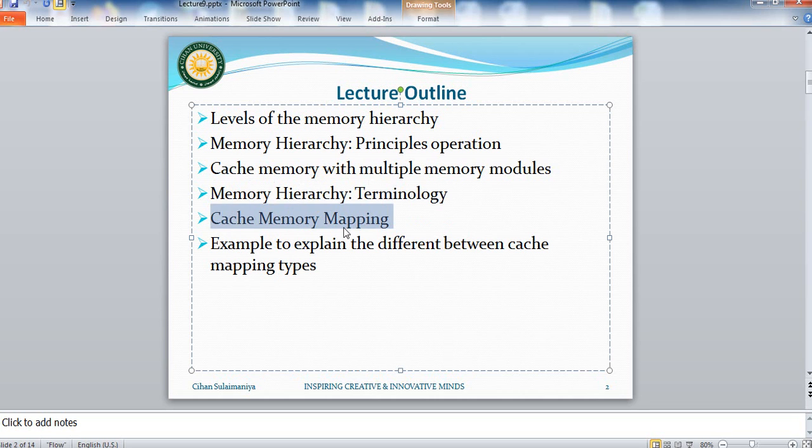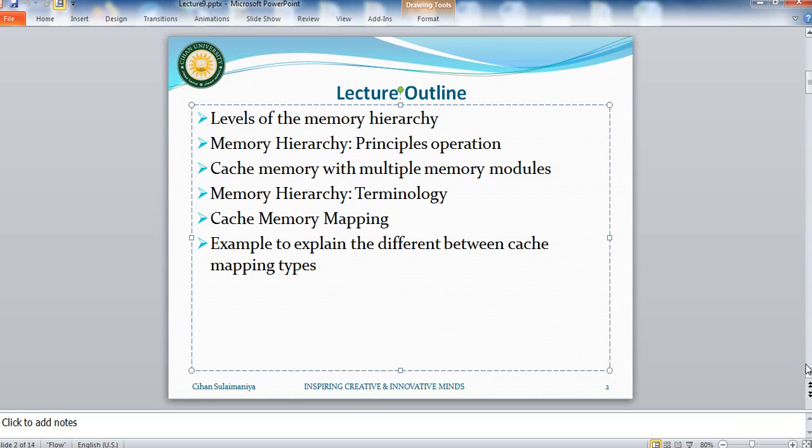There are three types of mapping: direct mapping, associative mapping, or they name it full associative mapping, and the third type is set associative mapping. There are two types of set associative mapping: 2 ways and 4 ways. We are going to go through this one later on. Finally, we are going to go through a comparison between the three types of mapping. So I'm going to explain each type of mapping, and then we compare between the three types.